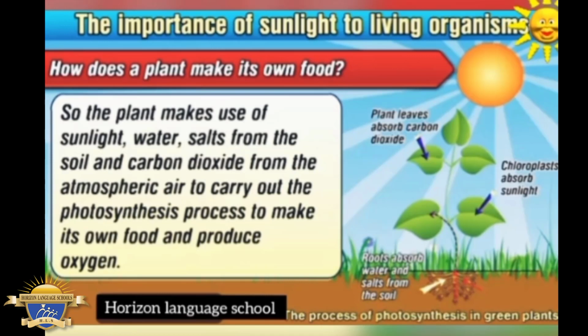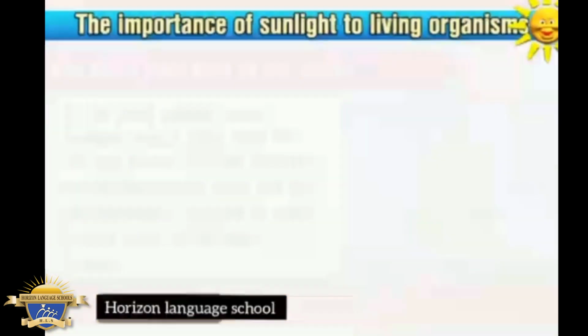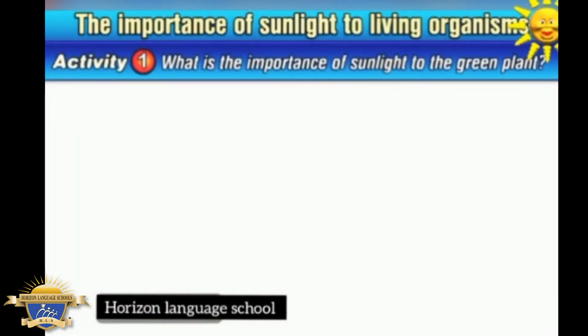Look with me at the picture. The green plant contains chloroplasts. The chloroplasts absorb sunlight, and the plant's leaf absorbs carbon dioxide. There is a root under the soil that absorbs water and salts from the soil. And this is the way plants make their own food.